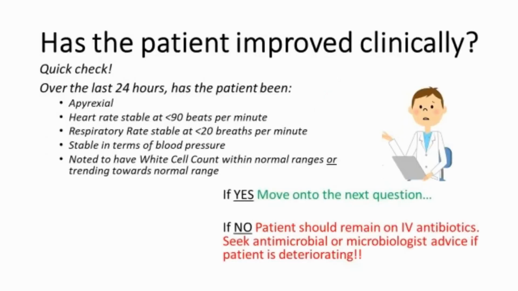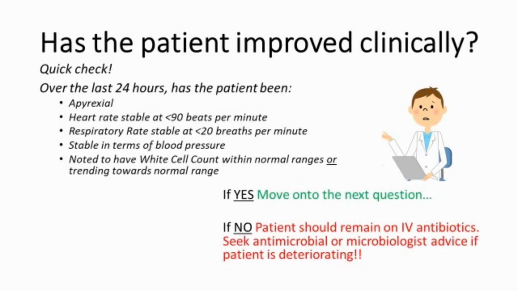Has the patient shown signs of clinical improvement? Clear parameters that can be applied for this are as follows. Apyrexial for the last 24 hours, heart rate been stable and below 90 beats per minute, respiratory rate has been stable and less than 20 breaths per minute, is blood pressure stable. Looking at blood tests, is their white cell count within normal ranges or at least trending towards normal? As long as they are not neutropenic, simply trending towards normal is satisfactory if all of the above are in check too. If the CRP is high, this is not always a marker of infection, so consider it accordingly.